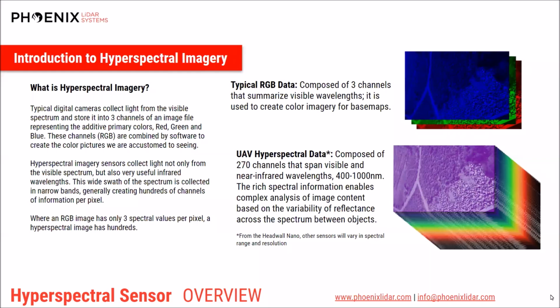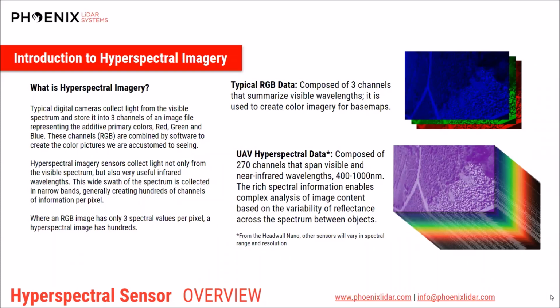This color information is collected and stored in 3 broad channels, blue, green, and red, and then combined to make the full color images that we're accustomed to looking at. You can see an example of that on the upper right there.